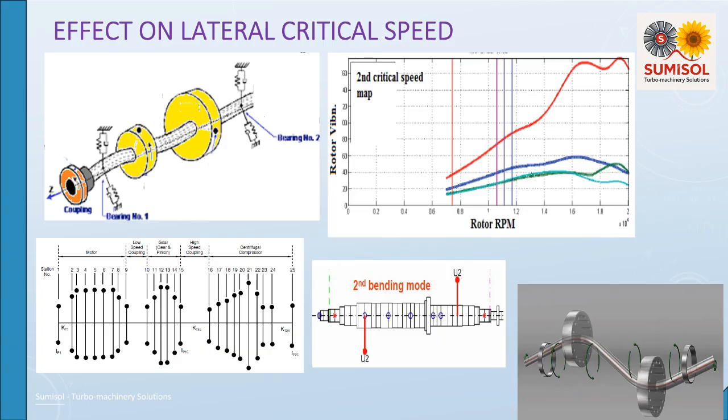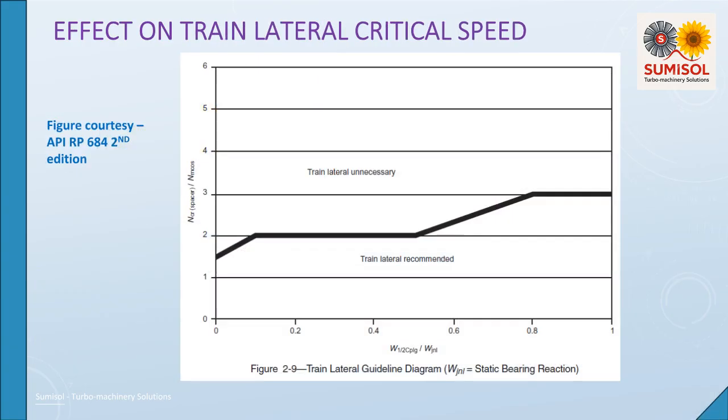Mass and inertia. The coupling adds mass to the rotor system, typically decreasing the natural frequency and, therefore, the lateral critical speed. Stiffness. The coupling is often the least stiff component, allowing for tuning the drivetrain's rotor dynamics. Increasing the coupling stiffness can help raise the critical speed, while a flexible coupling may lower it. There are specified circumstances in which the train lateral analysis can be considered.